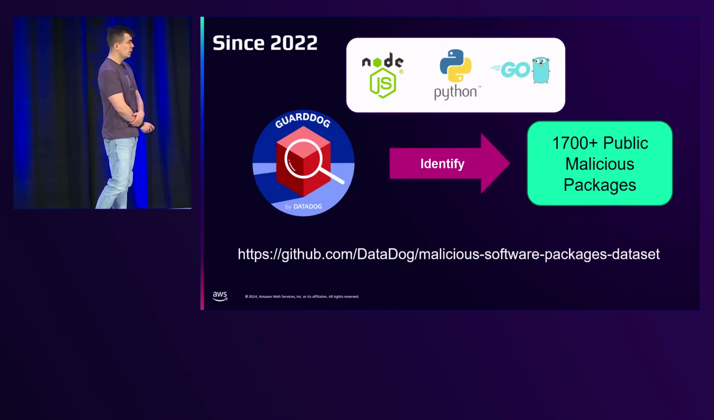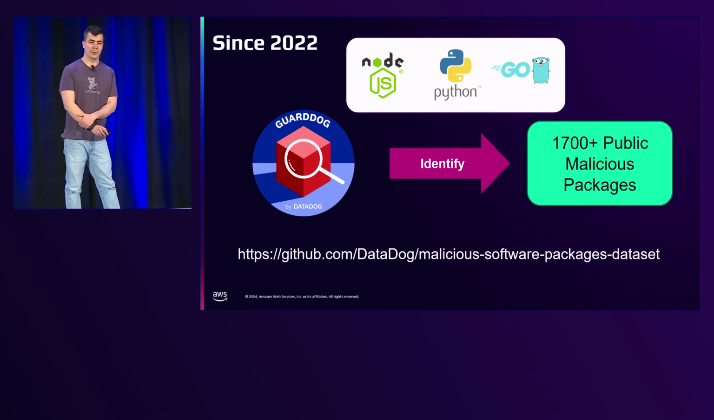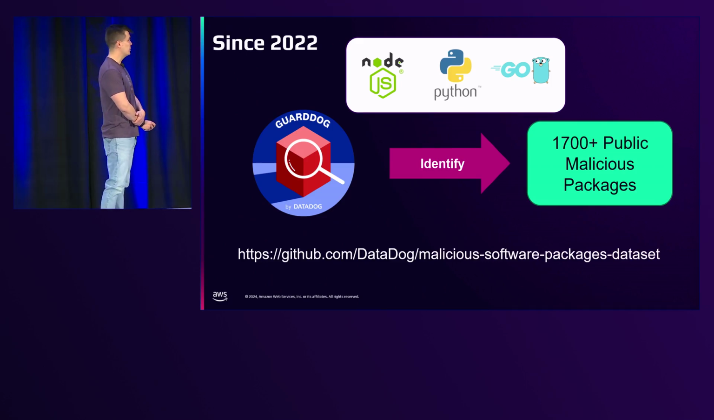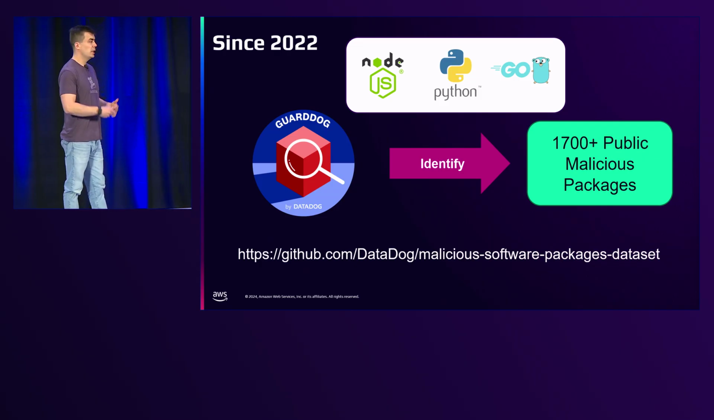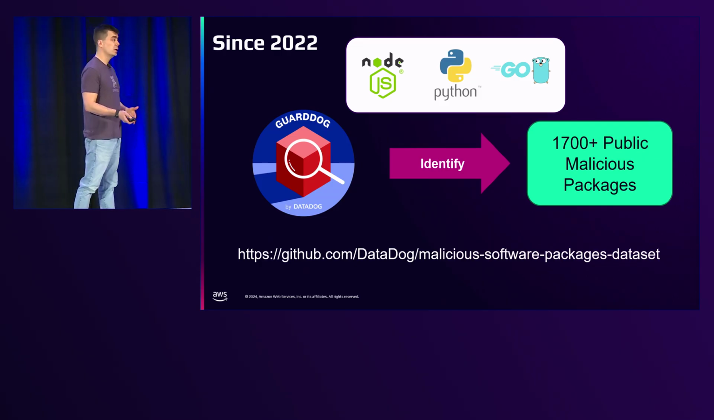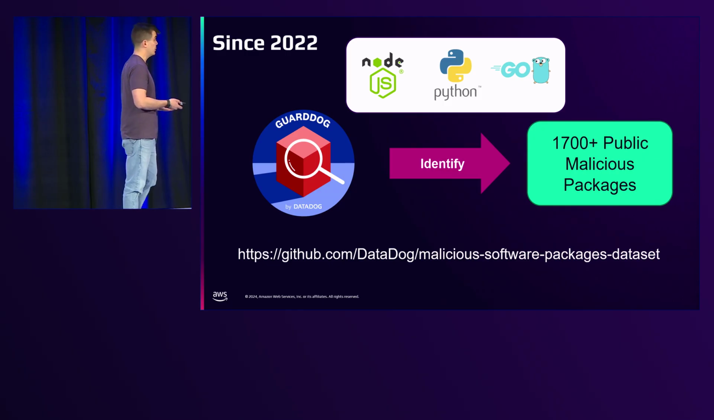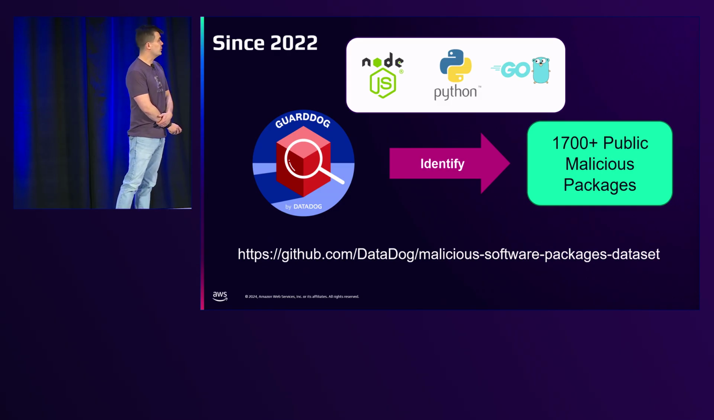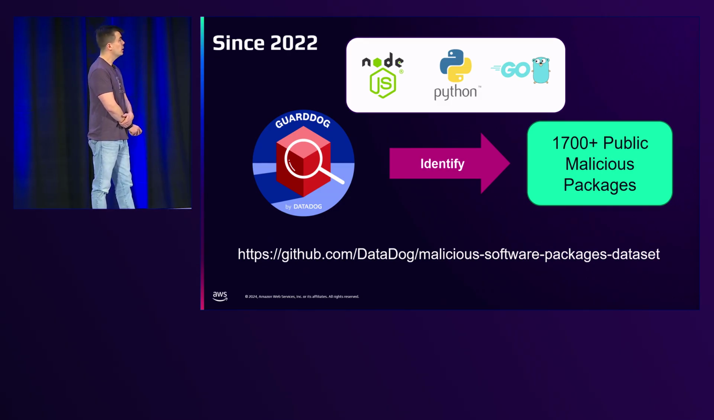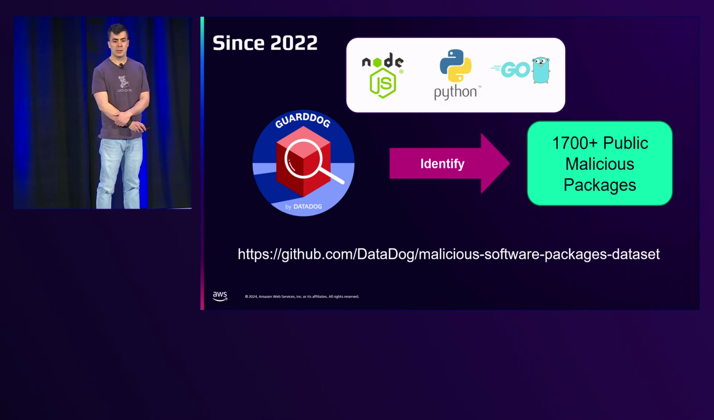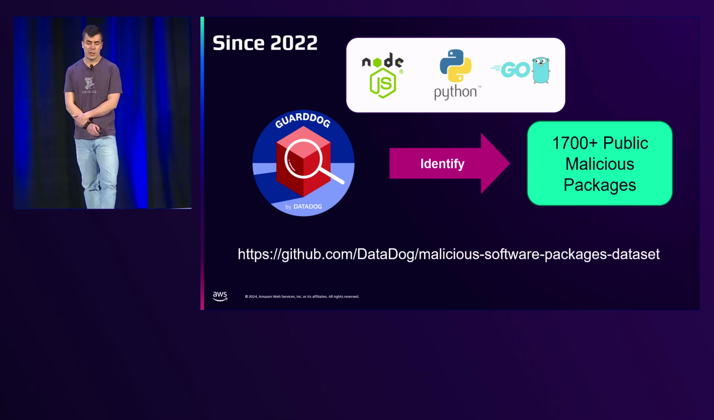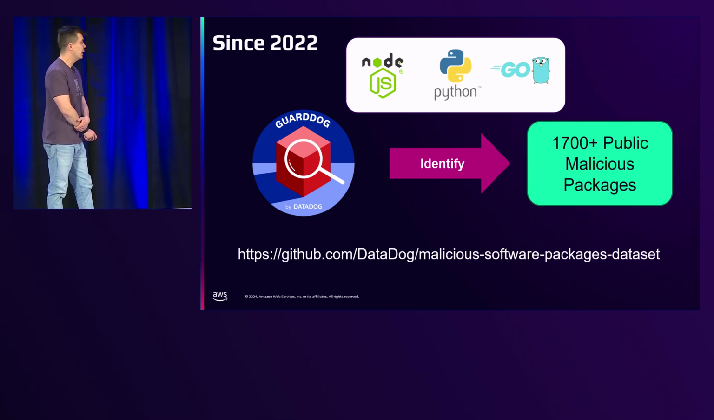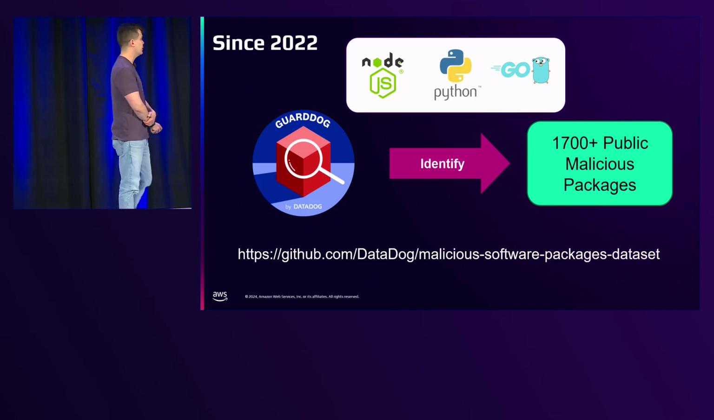So it was an intern project in 2022. And I'm really proud about that because it was something that one of our interns identified and thought would be interesting to research. And now it's something that we run in production. It's something that we use to protect Datadog, and it's something that we use to protect our customers. We're primarily looking at the Node, Python, and Golang environment. And since 2022, we've published over 1,700 public malicious packages. So if you want to go and kick the tires on some malware, you can go to that GitHub link right now, and you can go and download them and see how we found them.